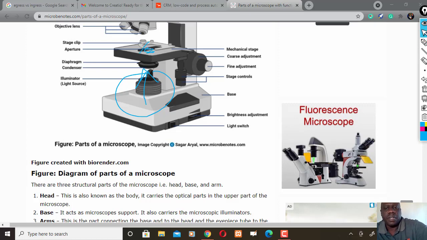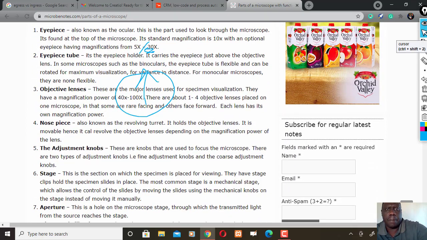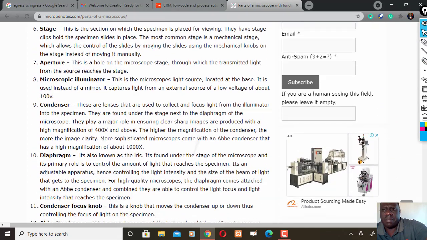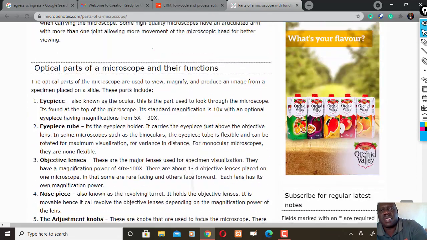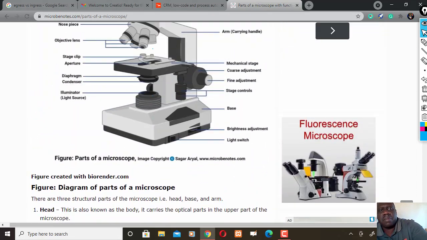Now let's go ahead and look at the condenser. These are lenses that are used to collect and focus light from the illuminator into the specimen. They are found under the stage next to the diaphragm of the microscope. The diaphragm is somewhere beneath the stage.